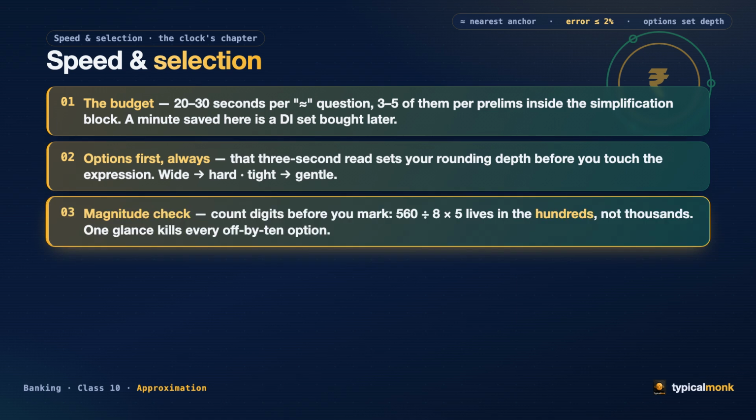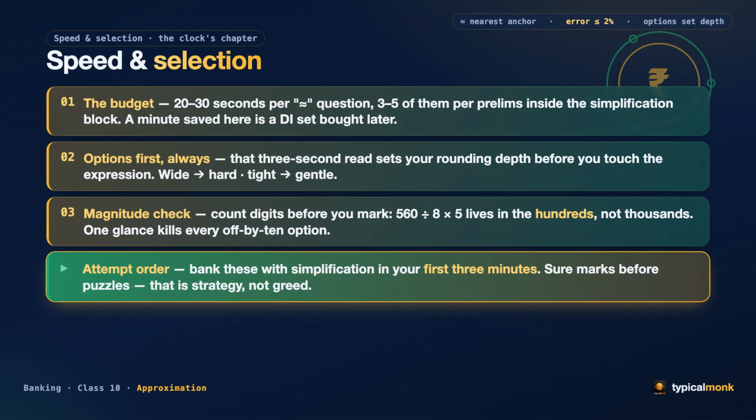Third, the magnitude check. Count the digits before you mark. 560 divided by 8 into 5. The answer lies in the hundreds, not the thousands. One glance, and every off-by-10 option dies on the spot. And the master rule, attempt order. Bank these along with simplification in your first 3 minutes. Show marks before puzzles. That is not greed, that is strategy.